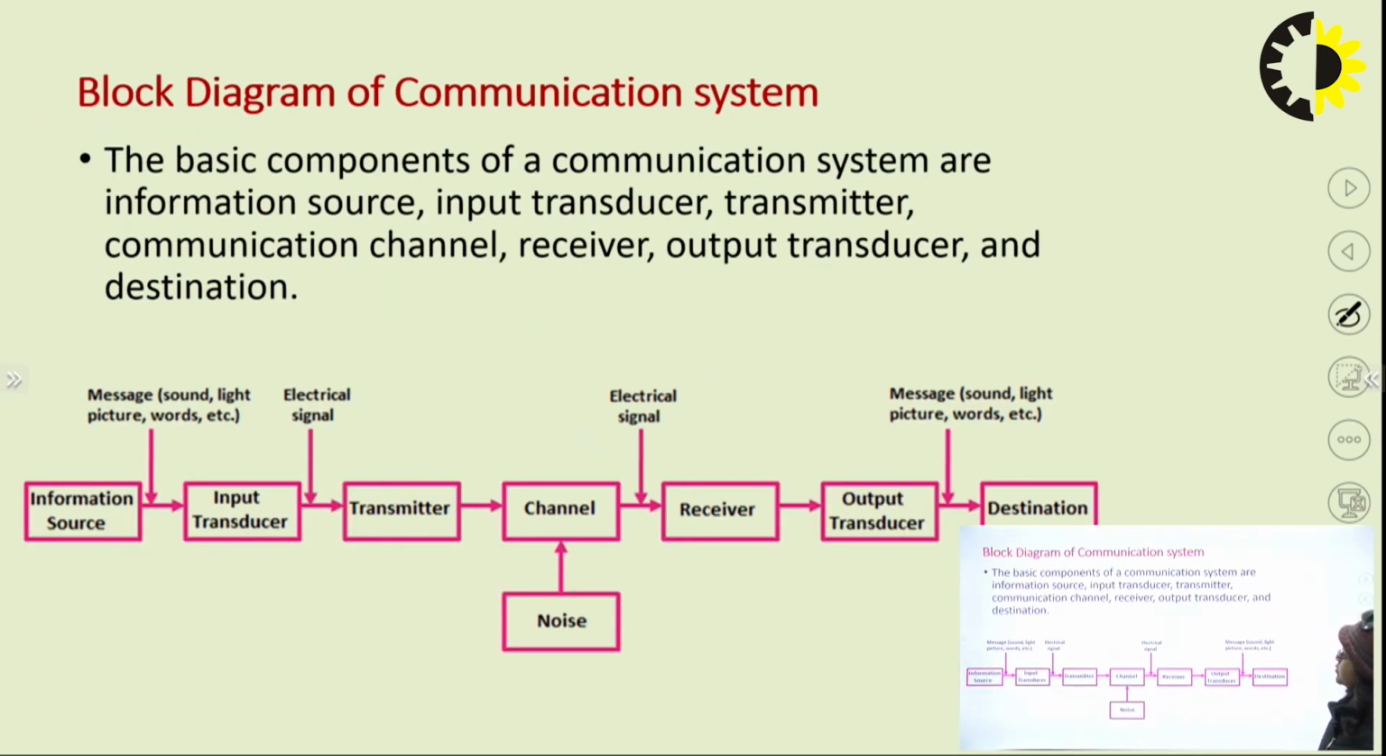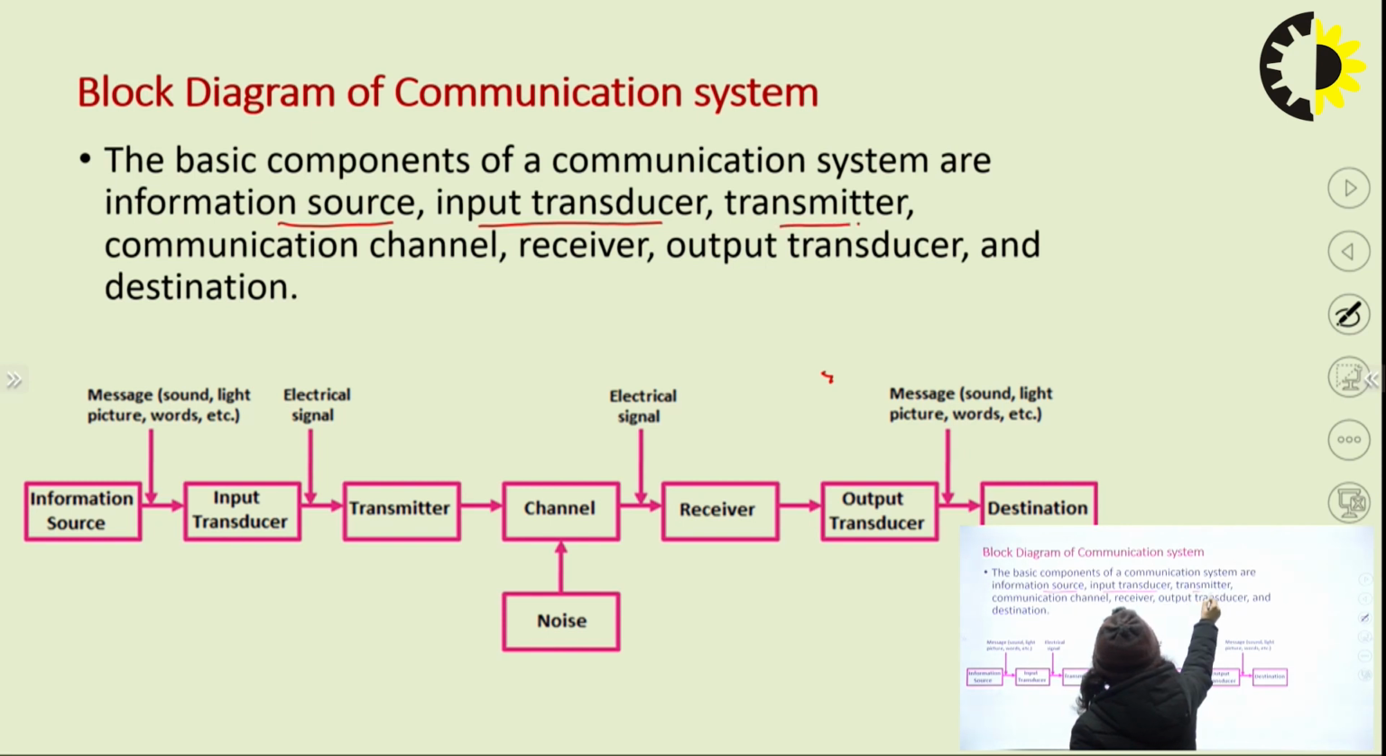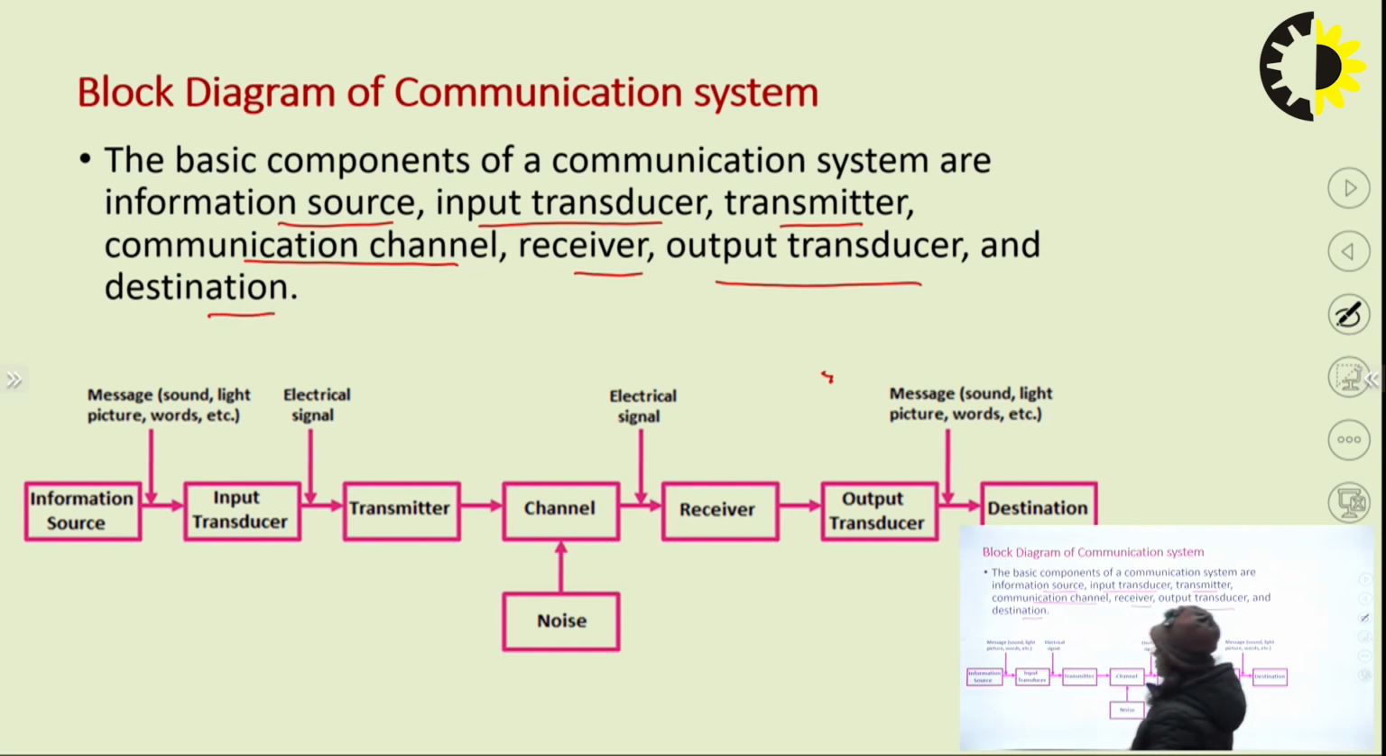So we move towards the basic block diagram of communication system. It consists of information source, input transducer, then transmitter, communication channel, receiver, output transducer, and destination. Now starting from the first one, what is information source?